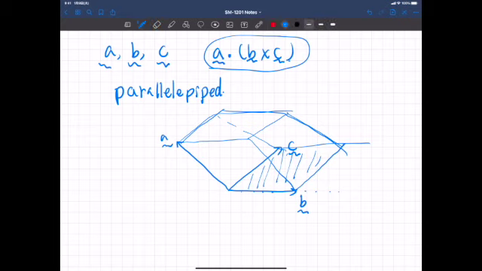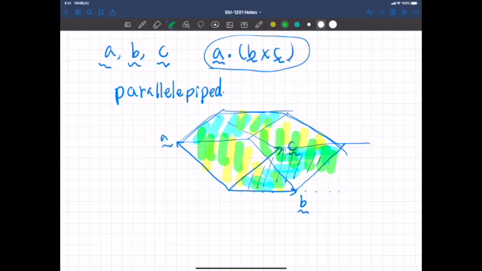What I mean is, this face is parallel to the opposite face, and this face at the bottom is parallel to this face at the top, and this face on the right is parallel to that face on the opposite side. And every face is a parallelogram. This doesn't look like a parallelogram, but it should be a parallelogram. Okay. So this triple product corresponds to the volume of this solid.